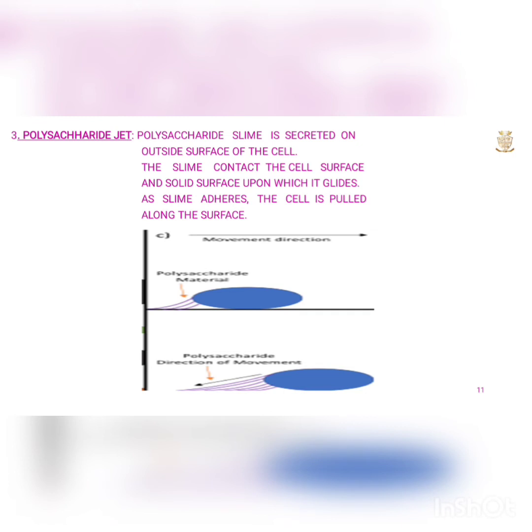The next is the polysaccharide jet. Polysaccharide slime is secreted outside the surface of the cell. So this is the polysaccharide slime secreted by the cell. It attaches to the cell as well as the solid surface. When it is in the stable condition, the slime adheres. The cell is pulled along the surface.